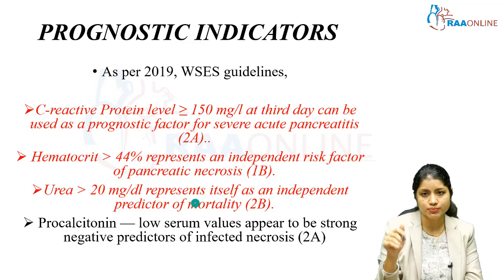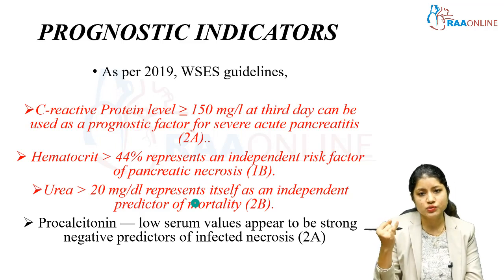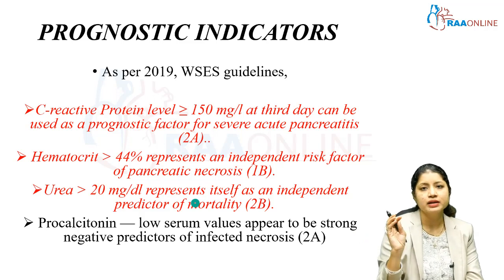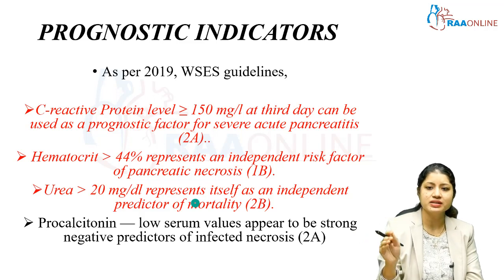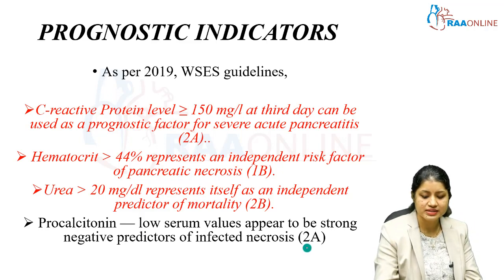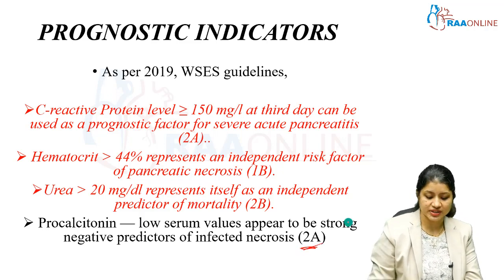Any one of them being present will either indicate an acute severe pancreatitis or is a direct mortality predictor. And a low procalcitonin level appears to be a strong negative predictor of infected pancreas. And this gets a grade 2A recommendation.